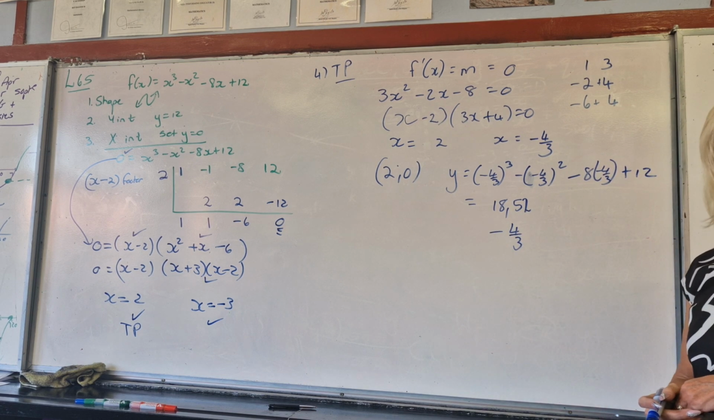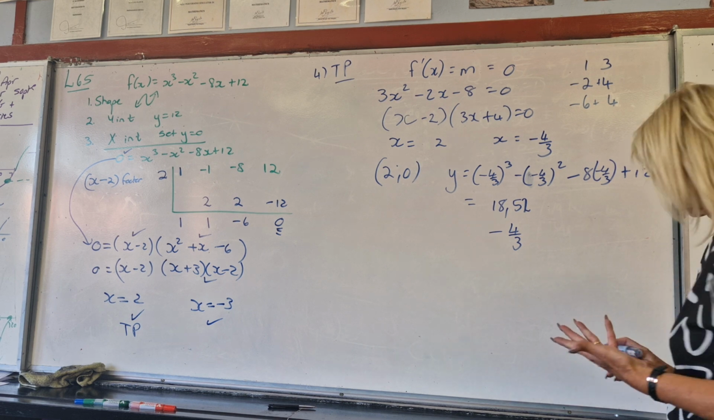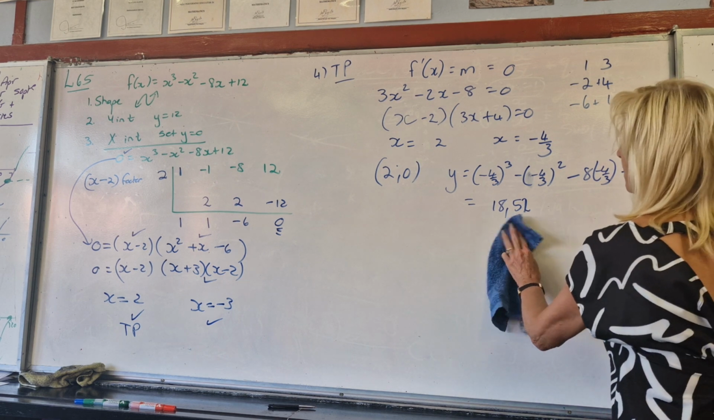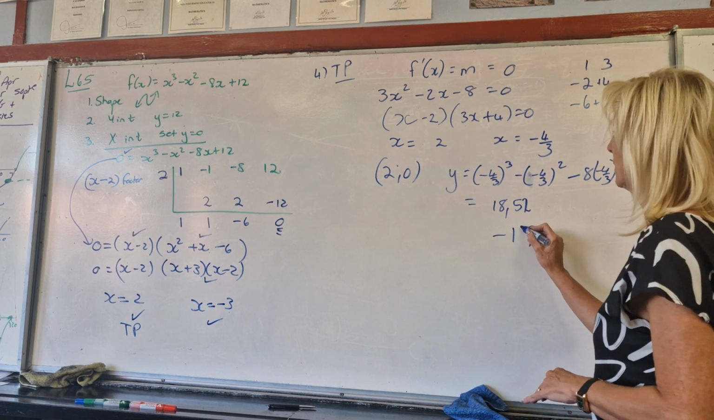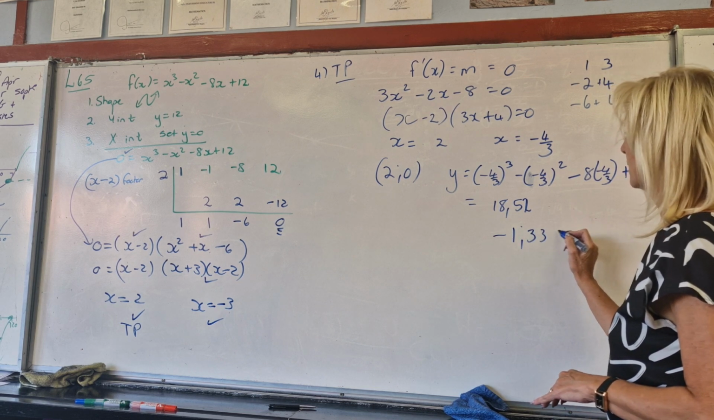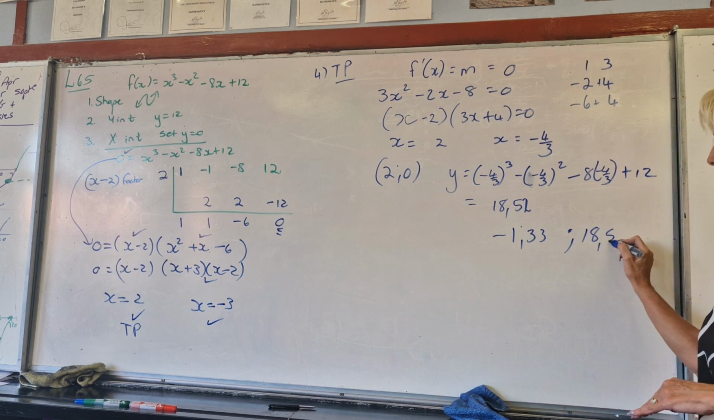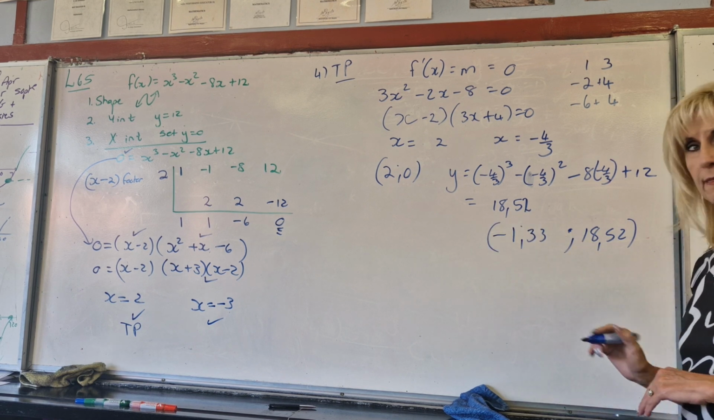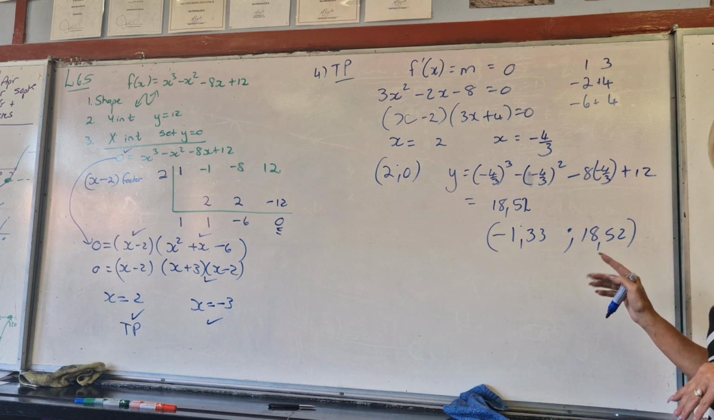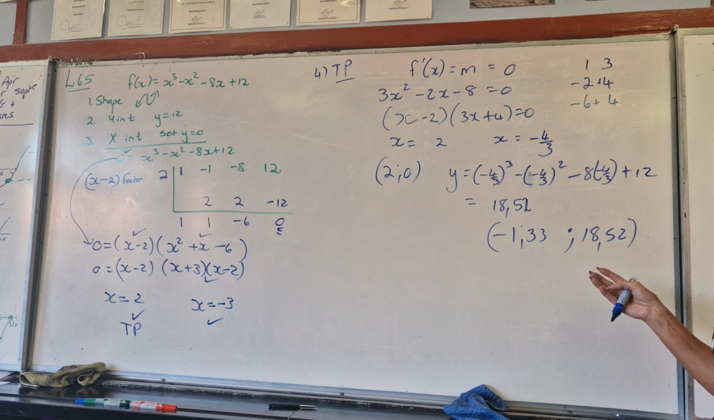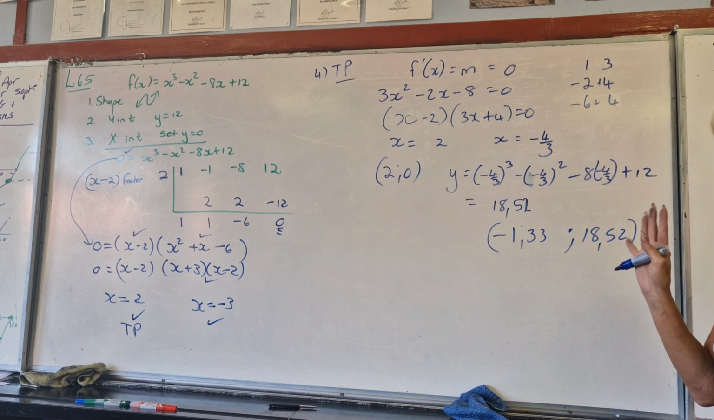Now guys, I'm going to draw 4 over 3. I'd also want to rather see it as negative 1 comma 3 3, and the other one then 18 comma 5 2. Have you checked it? That it's 5 2 not 5 1. They never deduct marks for rounding off here, so not a big problem.